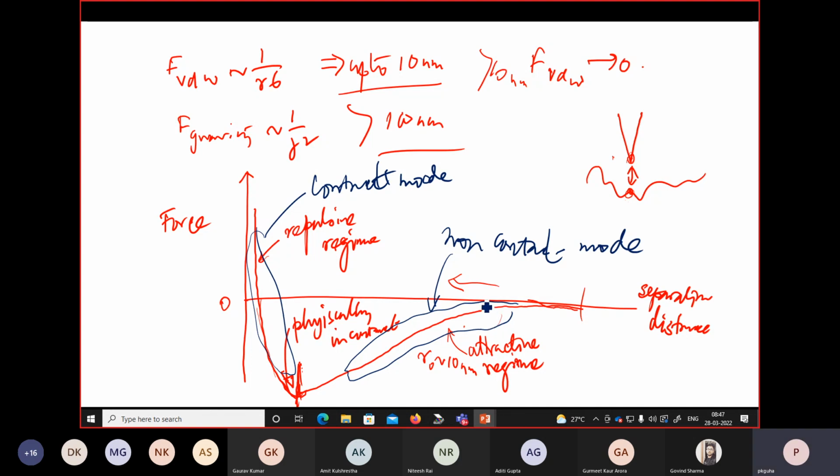But the thing is, in some equipment we often prefer non-contact mode, because if we use non-contact mode, then the possibility of deteriorating the probe is less, because in the contact mode the probe is virtually touching the sample. So we might hamper the probe. So people prefer non-contact mode because the probe is not touching the sample surface.